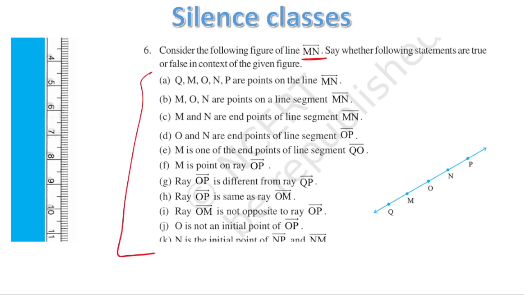true or false. Okay, now what the first statement is saying: Q, M, O, N and P are points on the line M and N. This is a line given to us, that is point M and point N. Okay, and this is moving further, and all these points are in that particular line only. So yes, it is true. Q, M, O, N and P are the points in this particular line only.